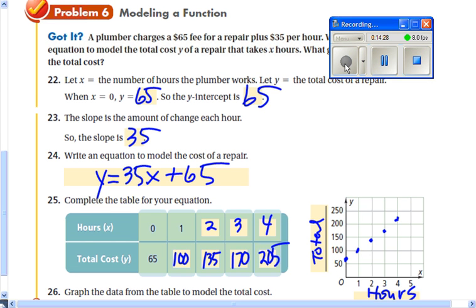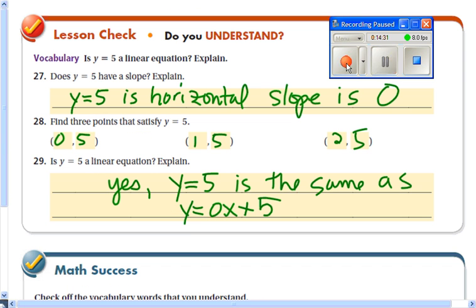All right, so here's your answers to that. You are now going to be part of this group. Here's your answers to the lesson check.